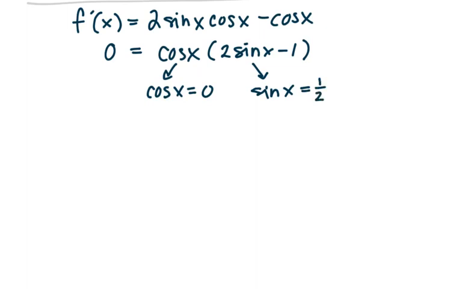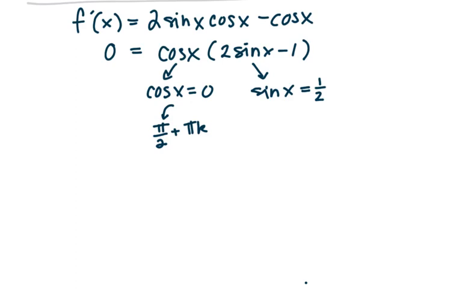So we have to say, well, where is cosine x 0? This takes us back to our unit circle logic. Where is cosine x 0 on my unit circle? That's going to be at odd multiples of pi over 2. So pi over 2, 3 pi over 2, 5 pi over 2, 7 pi over 2, or in the opposite direction, negative pi over 2, negative 3 pi over 2.